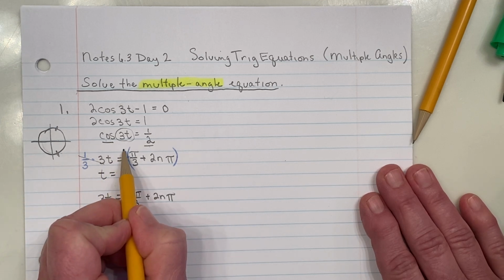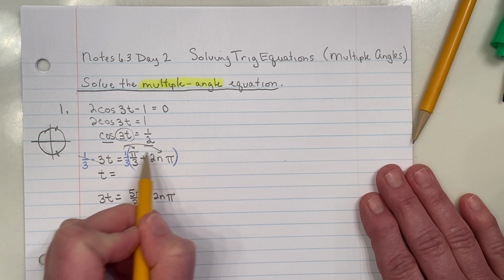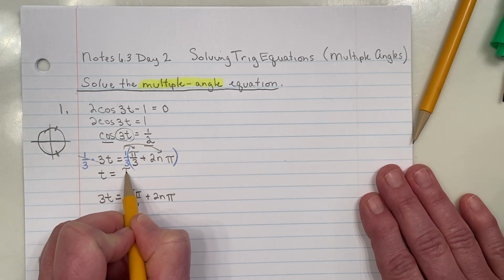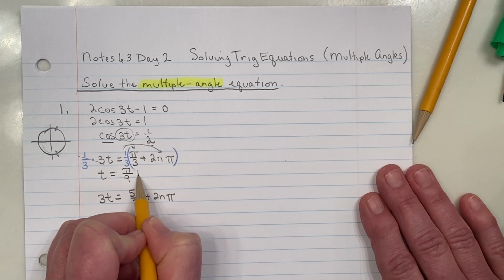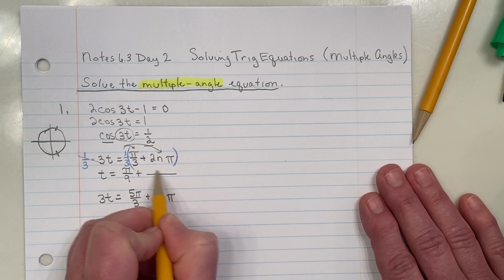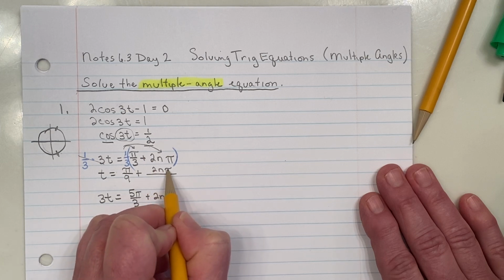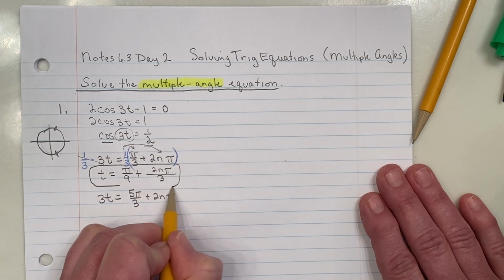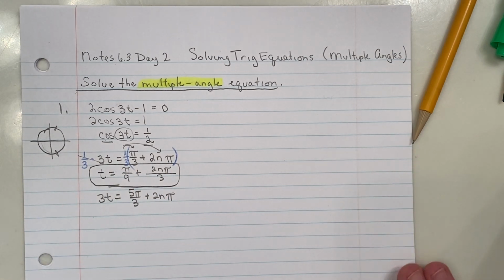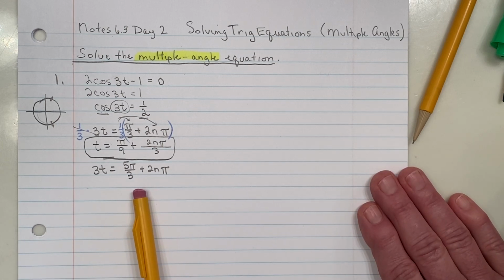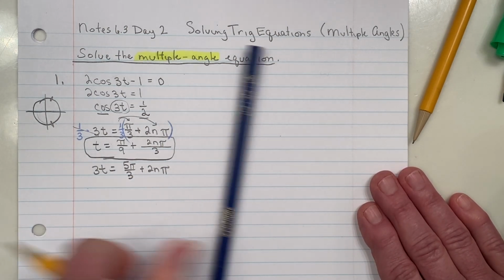Now what we have to do is distribute this 1/3 into this expression. So 1/3 times pi over 3 results in pi over 9 plus, and then 1/3 times 2n pi would just result in the fraction with 2n pi on top and 3 in the denominator. So that's half of all the solutions that we have. So let's do the same thing mathematically to this other equation. So multiply both sides by 1/3.